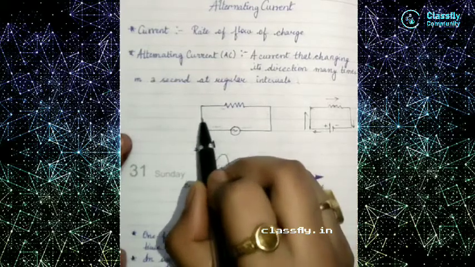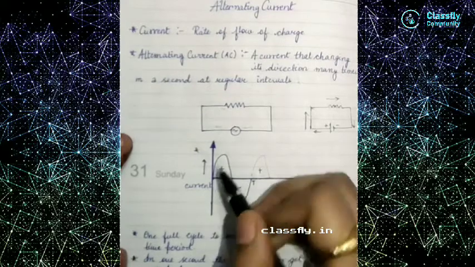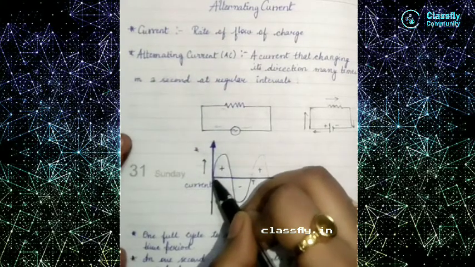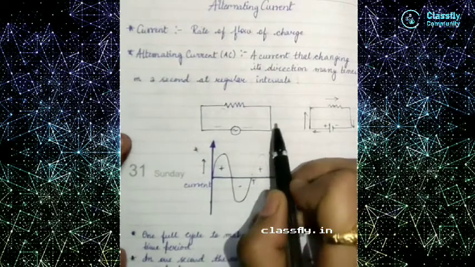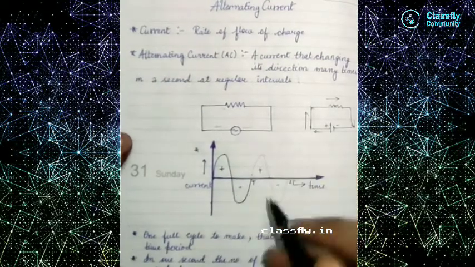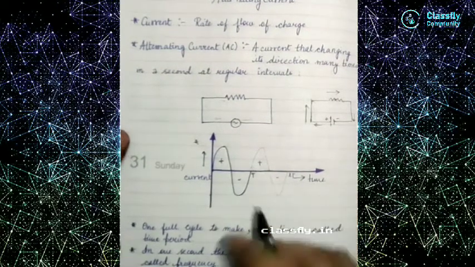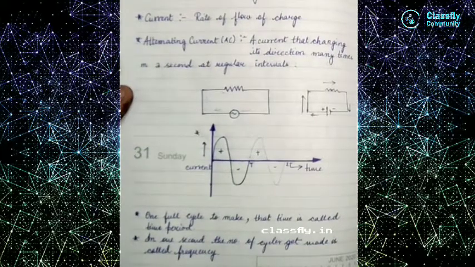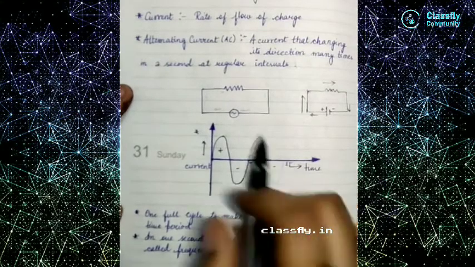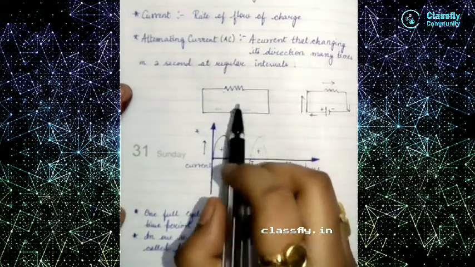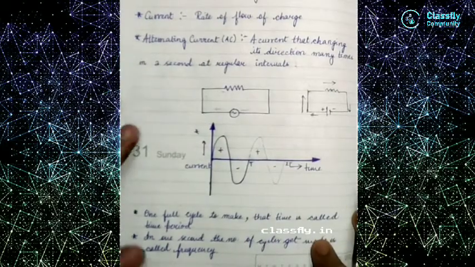When it is moving in this side, we will get a positive cycle like this. It first starts from 0, then it moves to the peak, and then comes back to 0. Now it is moving in the opposite direction, that means we will get a negative cycle. This continues: one time it will be the positive half and again the negative half. So this is basically our alternating current.